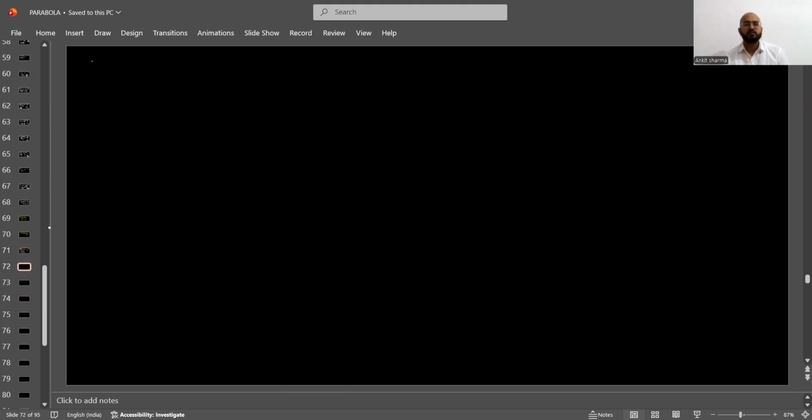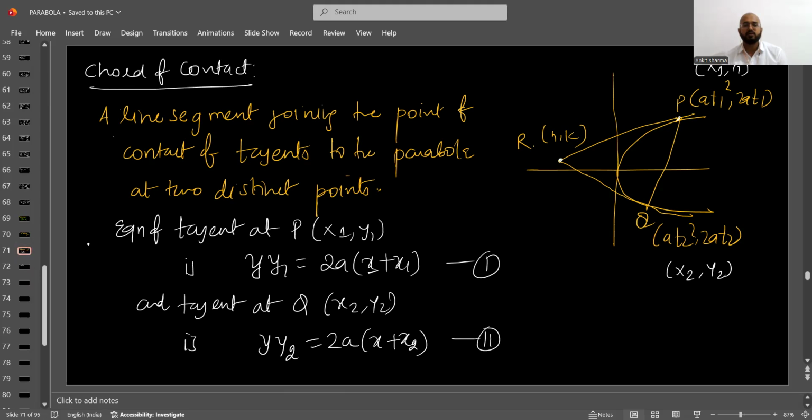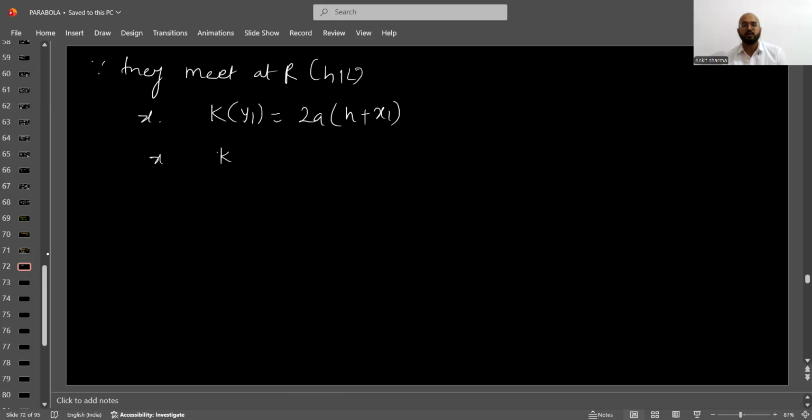Now, since they meet at R, which is h comma k, this implies k into y1 is equal to 2a into x, which is h plus x1. That means this point will satisfy the tangent. Please let me correct myself. This is x and y, so I'll be just plugging here. ky1 is equal to 2a into h plus x1. And similarly, for this line, ky2 is equal to 2a into h plus x2.